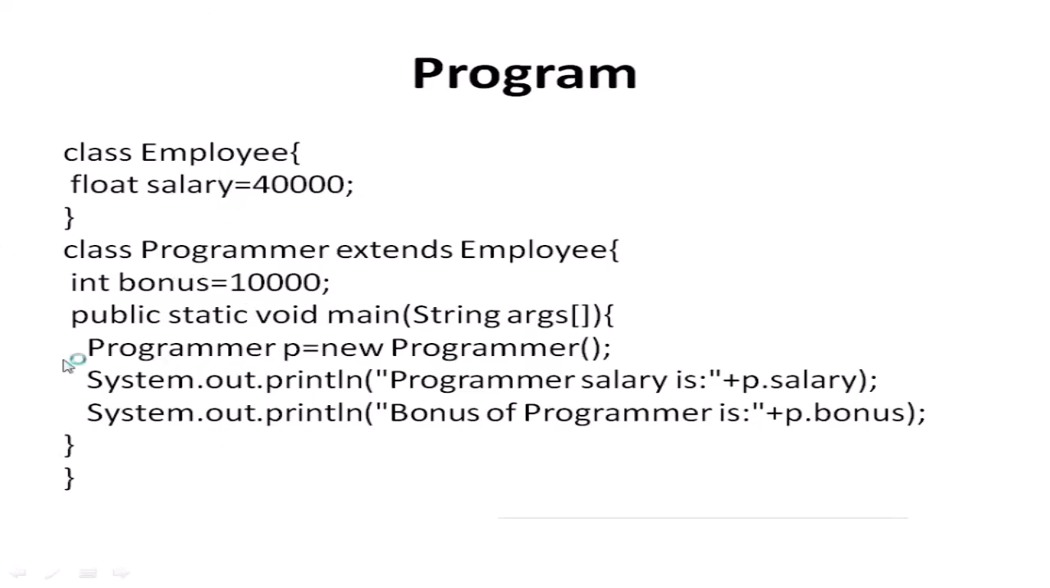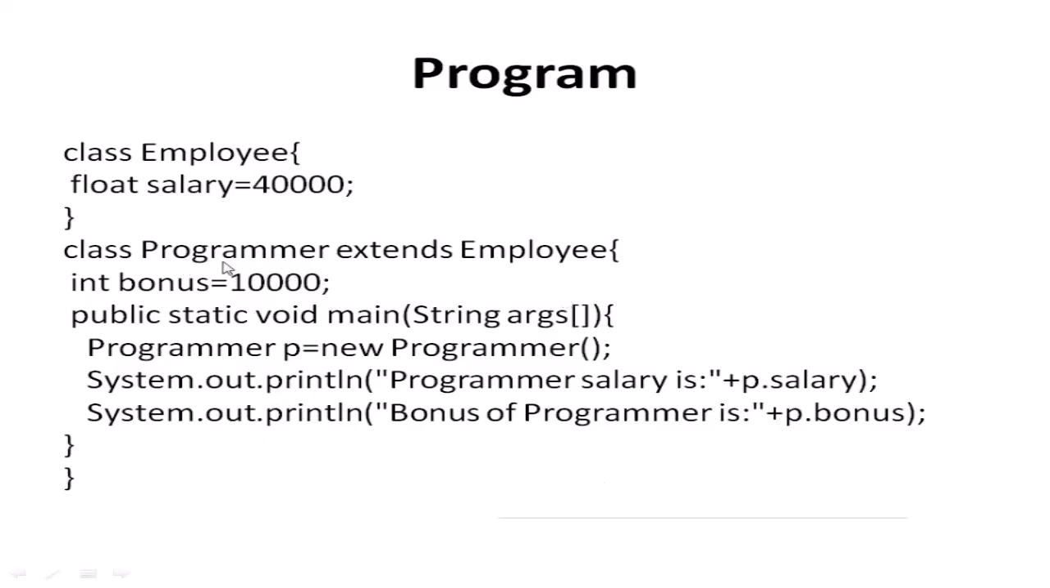But here we are not writing the class name employee, and we are not creating an object for the employee. We have created an object for the programmer, not for employee. So equal to new programmer. So creating object P and creating an instance by mentioning new programmer. Then we are going to access by using the object name P. P dot salary. Within this programmer class, no salary is mentioned. Only bonus is mentioned.